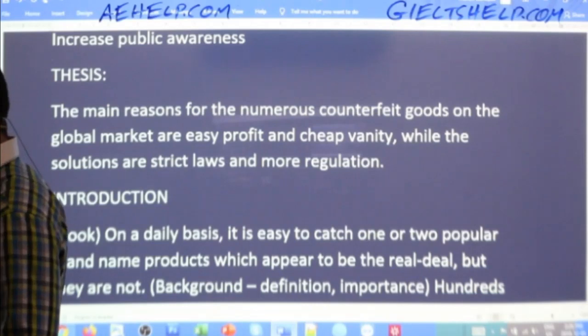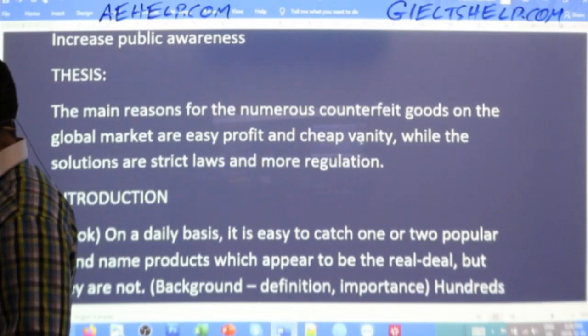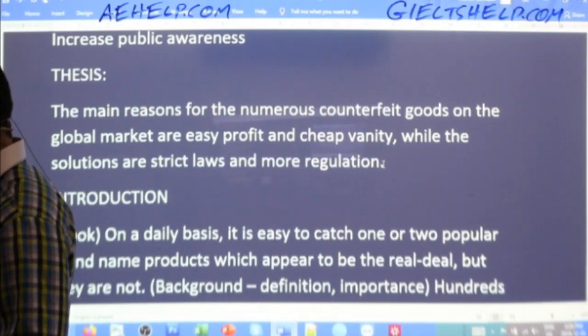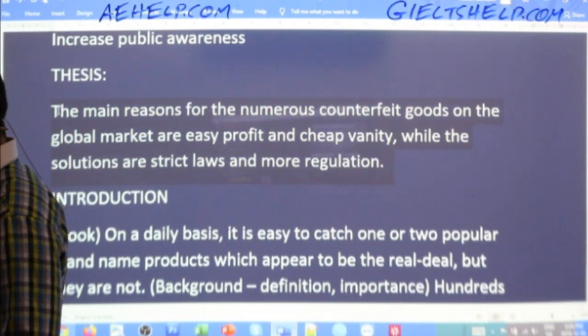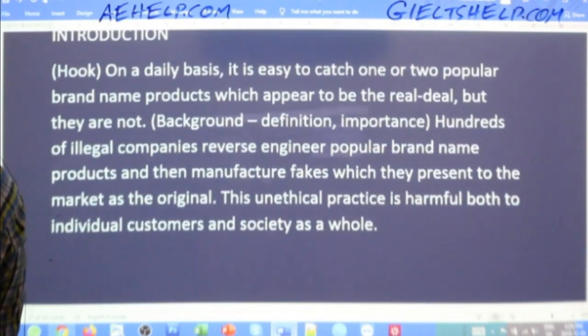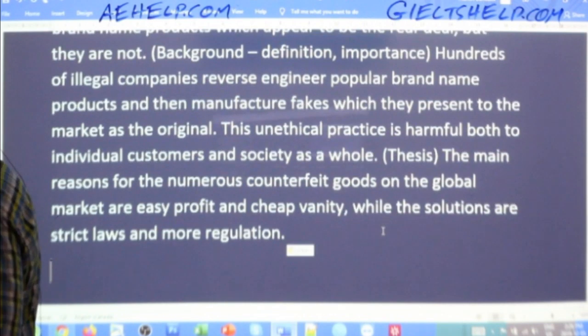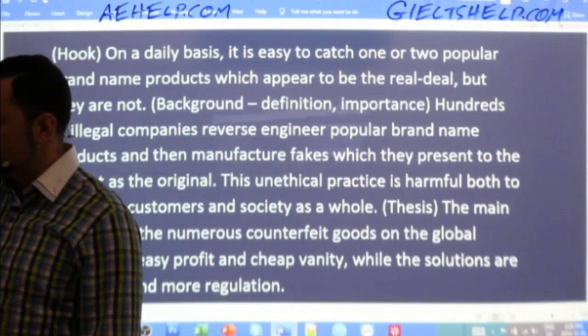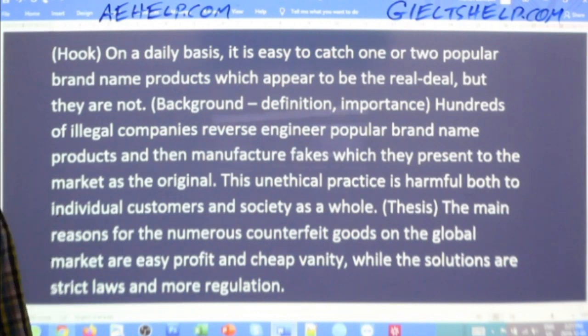And now all I have to do is just plug in my thesis, and I have clear direction and a solid Band 9 introduction. Okay, so here comes my thesis. Okay, and that's it. So a nice, concise, introductory paragraph.